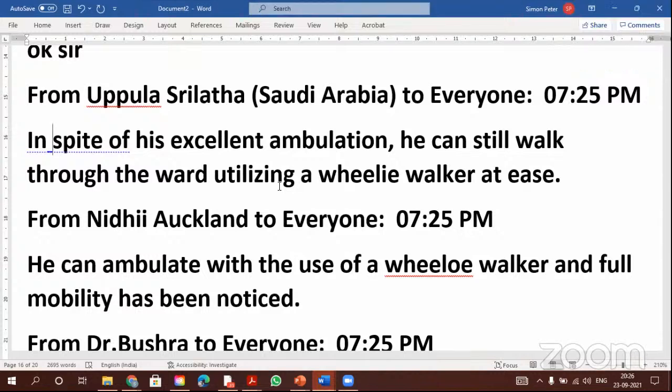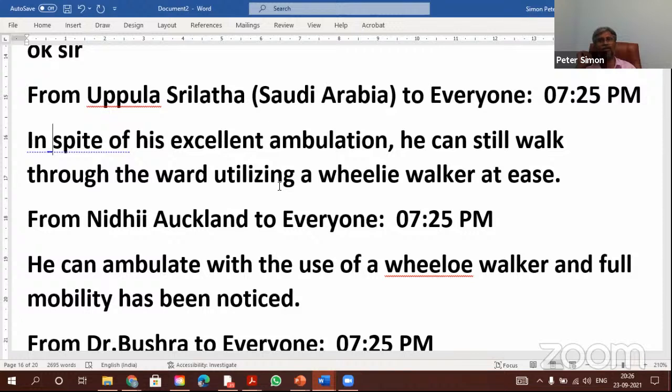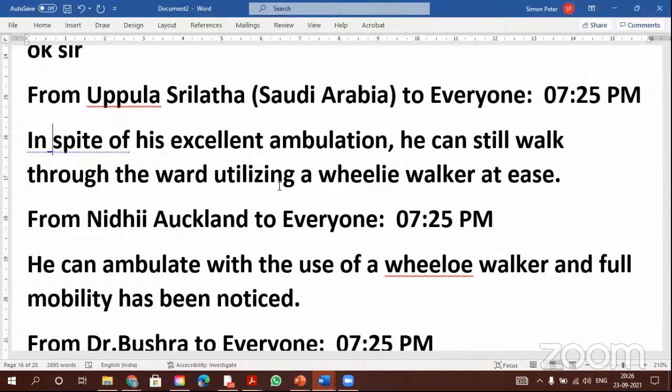In spite of his excellent ambulation, he can still walk. Excellent ambulation is positive. He can still walk is also positive. So you cannot use in spite of. They have to be contrasting. Then only you can use in spite of. You cannot use this sentence using in spite of.